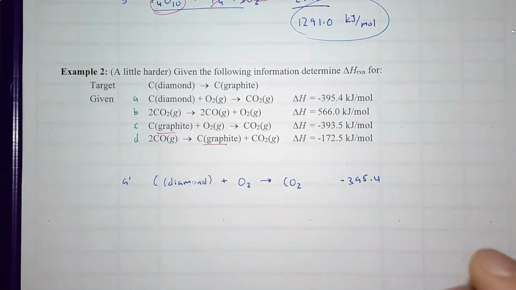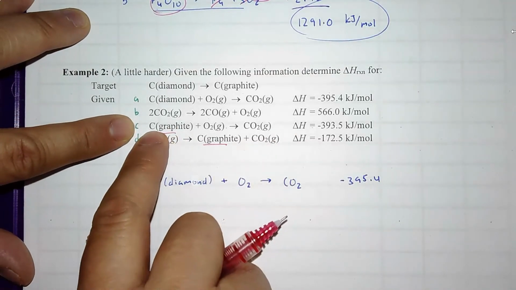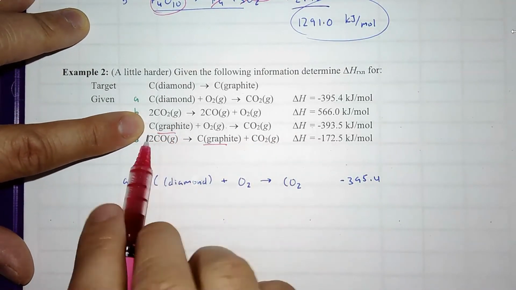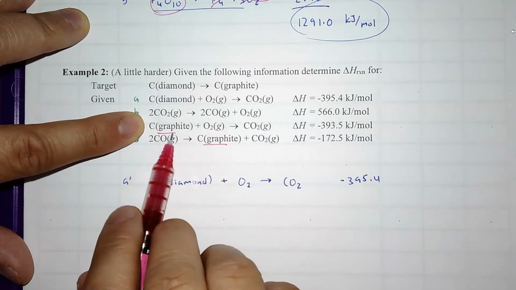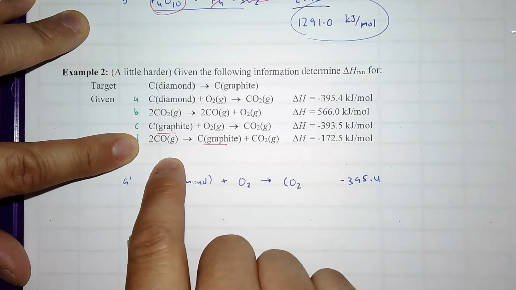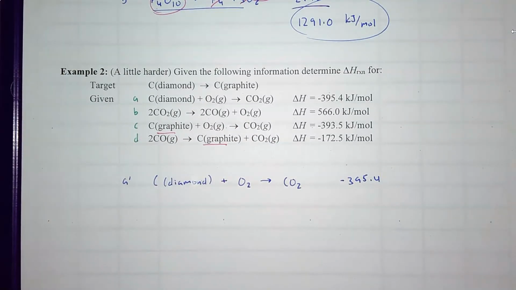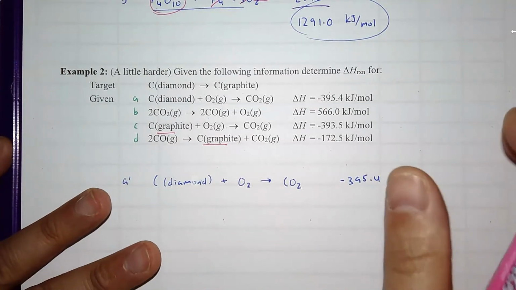On a leap of faith, I'm going to double C, but then do you realize that I have to reverse it to get the 2 graphites on the right, and I'm going to have to reverse this to get 1 graphite on the left. Now, was that my initial guess? No.